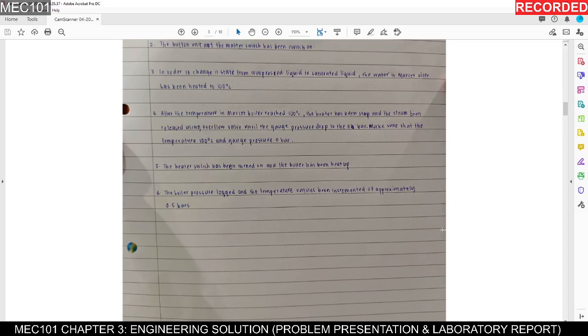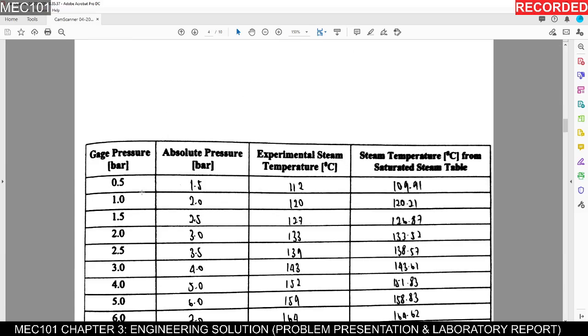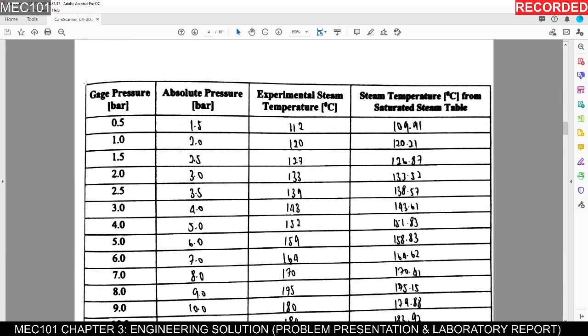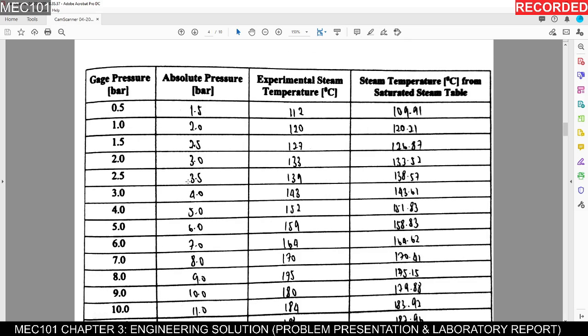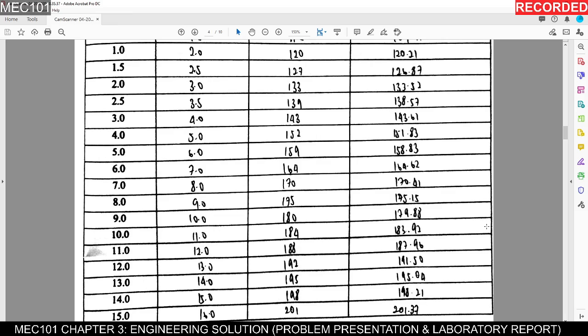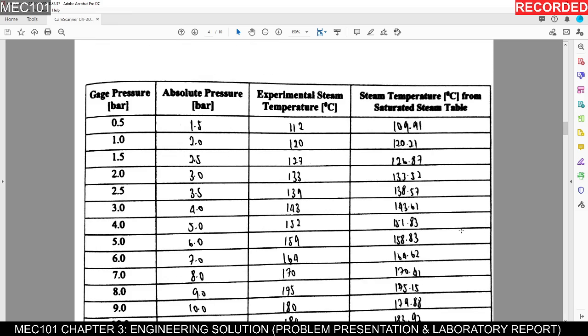Okay, let's see an example. They put the data that they obtained from the experiment into this table form. Here is the gauge pressure in bar, and this is the absolute pressure in bar, the value that they obtained from the experiment. And this is the experimental steam temperature also obtained from the experiment, and then here the steam temperature from the saturated steam table means that this is the theoretical value that they obtain from the textbooks. Okay, so this is the standard table that is already provided by the MEC 291 course.